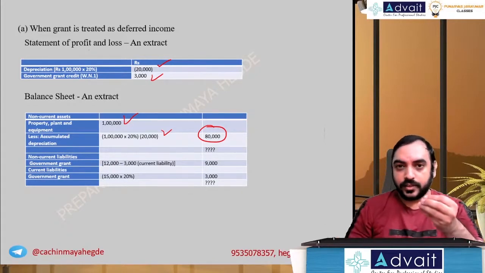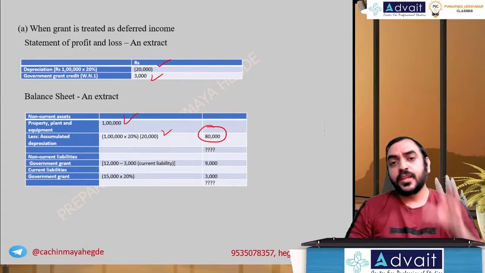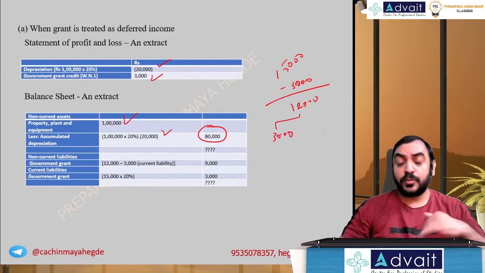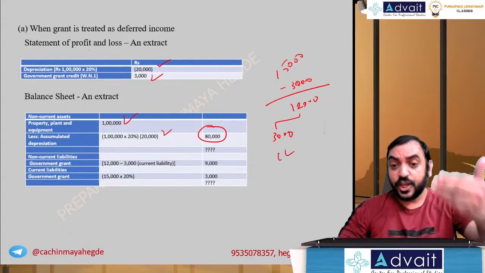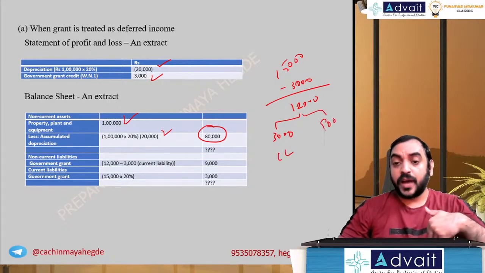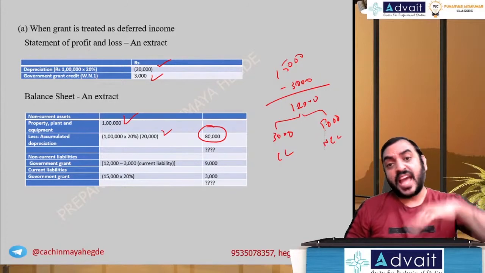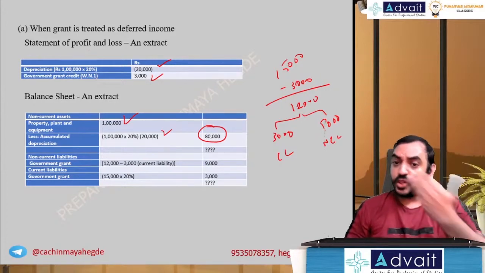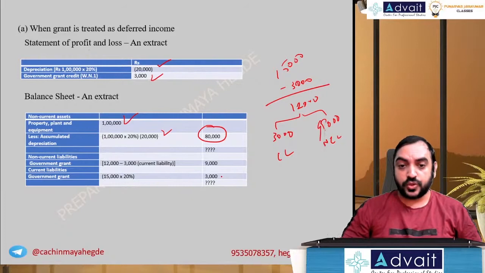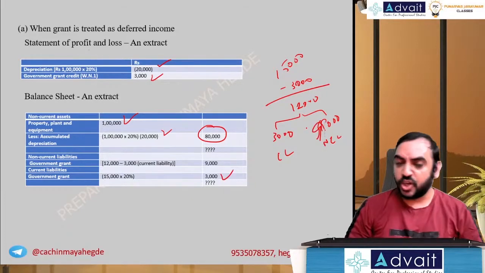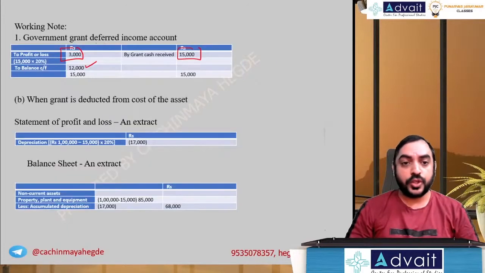Sorry, I'll explain a little bit differently. 15,000 was the government grant. 3,000 was amortized. Balance was 12,000. Out of 12,000, 3,000 will be amortized in the immediate next year, which is under current liability. Balance 9,000, which is going to be reversed after next year. So beyond 12 months, non-current liability. So 3,000 is shown as current liability government grant. 9,000 is shown as non-current liability government grant. That's the exact balance sheet for you.